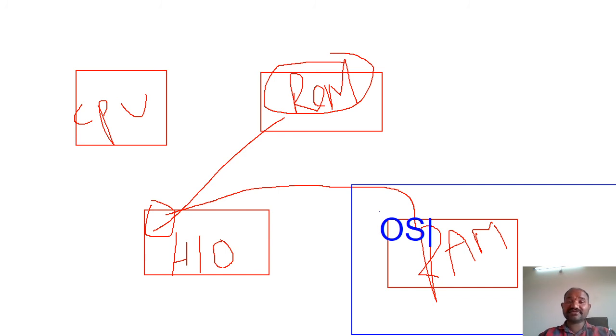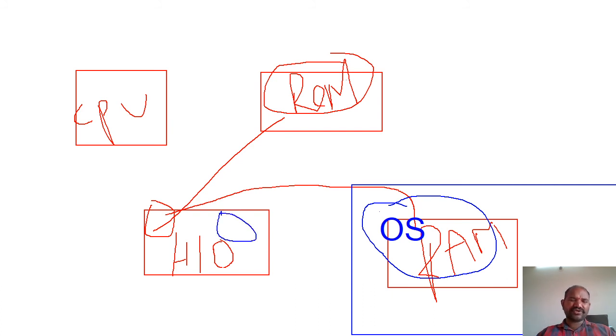Now, where exactly is the system working? The system is working inside the RAM. Whatever file you would like to open, that file actually exists inside the hard disk.